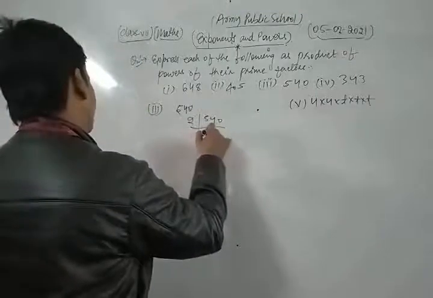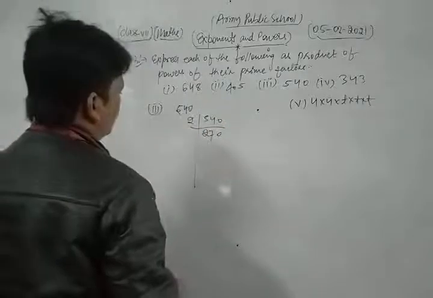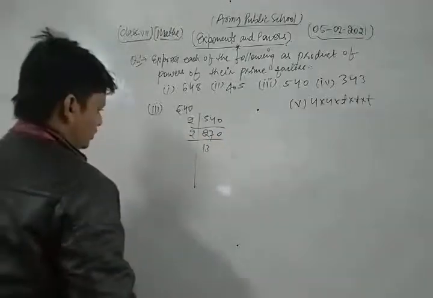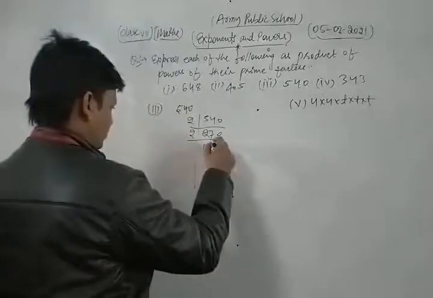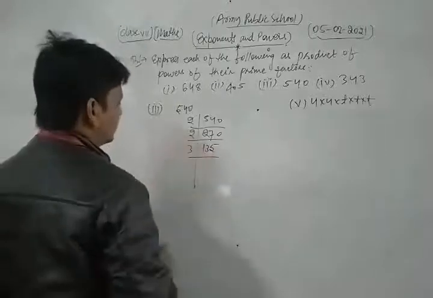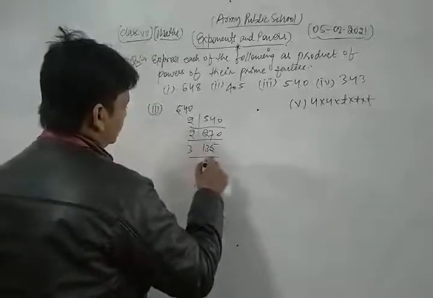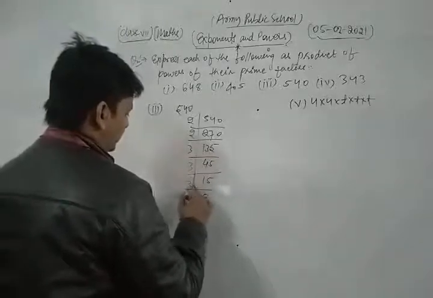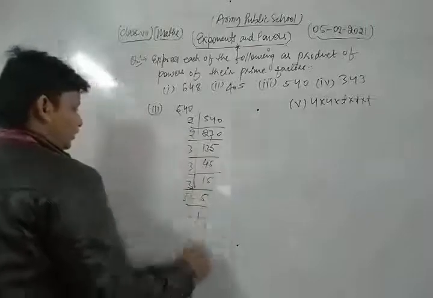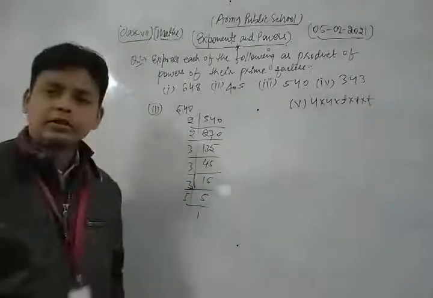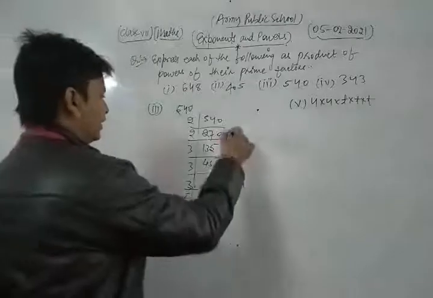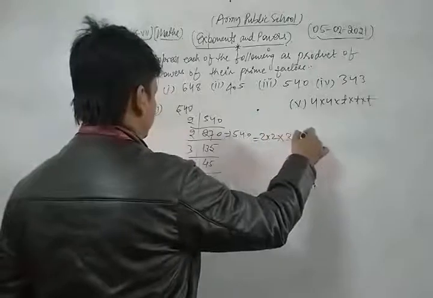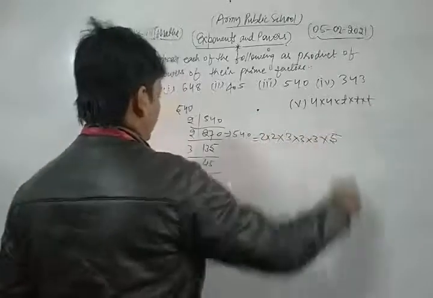From 2, 2 2s are 4. So now go to 3, again from 3, this is 450. 3 5s are 15, then again from 5 to 1. Okay. Now we do the prime factorization of 540. Thus we get what? We write 540 as 2 into 2 into 3 into 3 into 3 into 5.